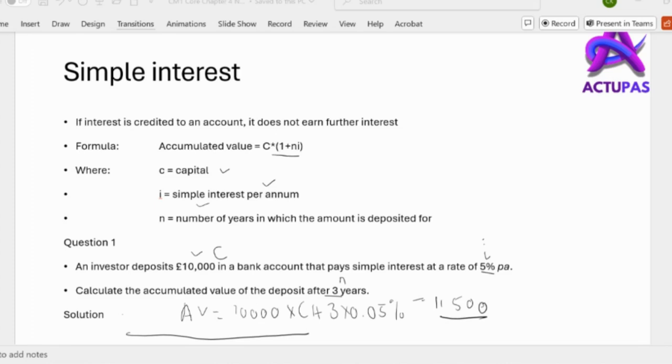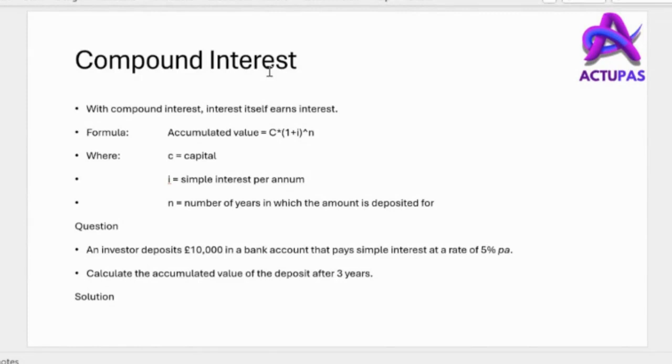Now we have to move on to compound interest. What happens with compound interest? The difference between simple interest and compound interest is that with simple interest, interest does not earn interest. But with compound interest, the interest itself also earns interest. And the accumulated value from compound interest is C times 1 plus i to the power n, where C is the capital, i is the interest per annum, and n is the number of years in which the amount is deposited for.